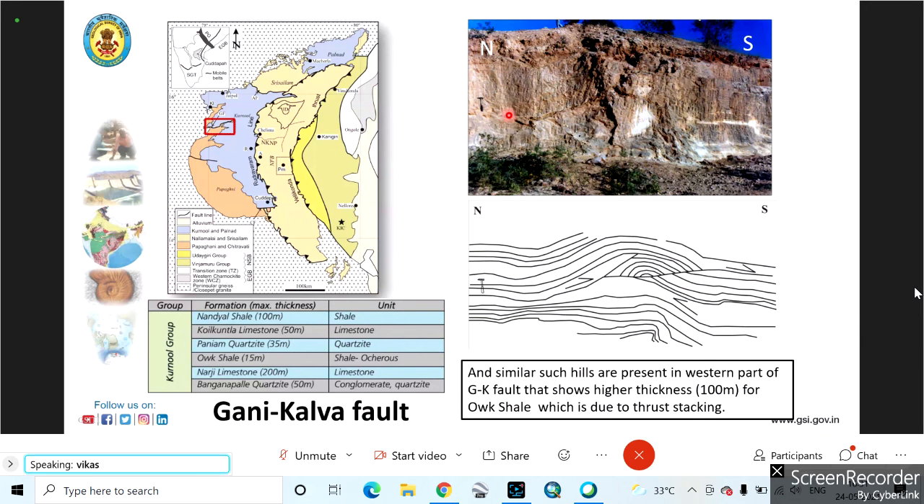Because if in a map you have been given high-thickness beds in a particular area, someone can definitely ask you why this has happened. So here also, structure definitely plays a very important role. Next, please.